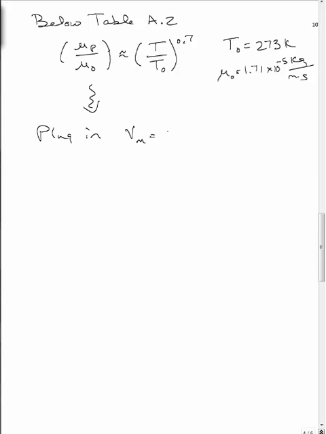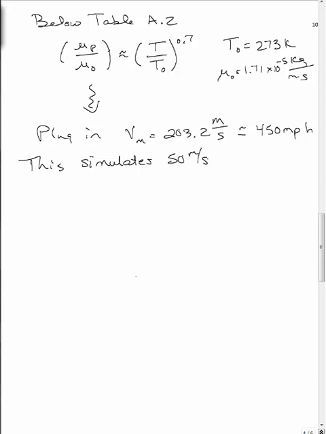is Vm equals 203.2 meters per second. Since the model is smaller, you end up with a bigger velocity, which is about 450 miles per hour. So if we want to simulate 50 meters per second on our prototype wing, we want to run our model at 450 miles per hour, 203 meters per second. So this simulates 50 meters per second on a large wing. And that way we have kinematic similarity.